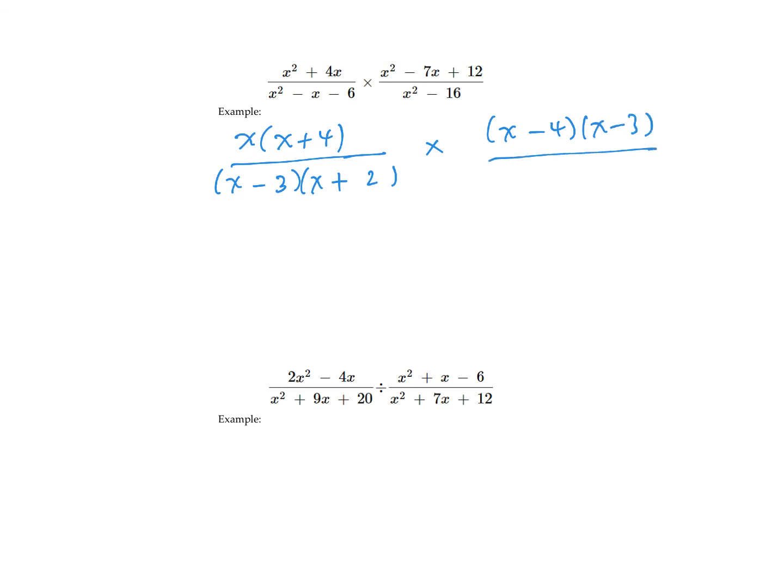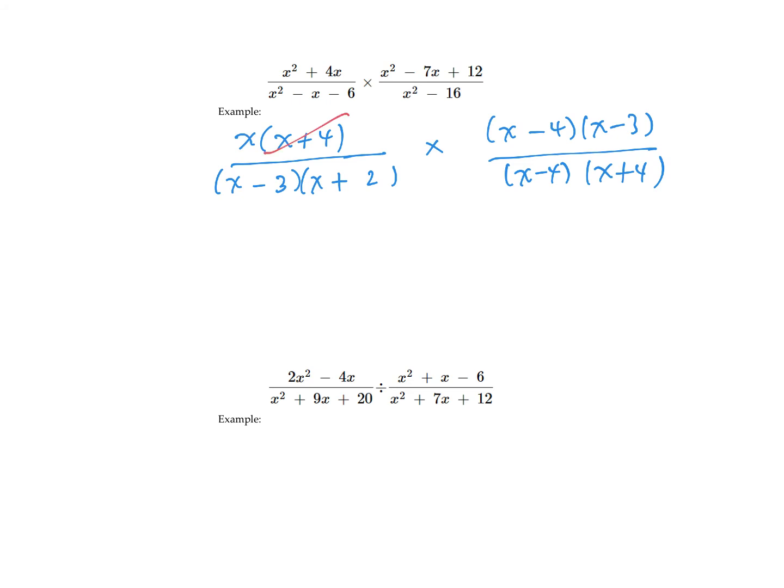In this question, we just have to factor everything and then reduce. So on the top, I see a common x. The bottom is a simple trinomial. Two numbers that multiply to get 6 are 3 and 2. I want it to add to negative 1, so negative 3 plus 2. Times this one would be minus 4 minus 3. And this is a difference of squares. So factor everything, and then we're going to reduce.